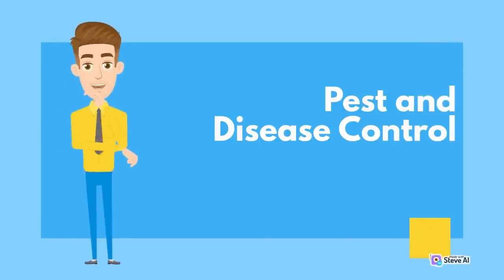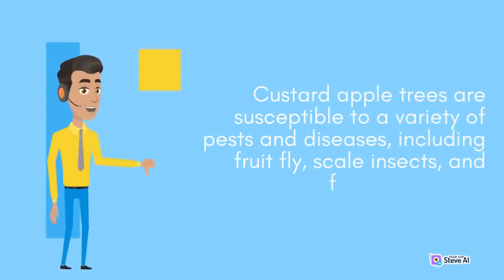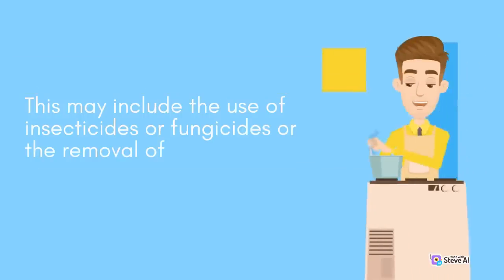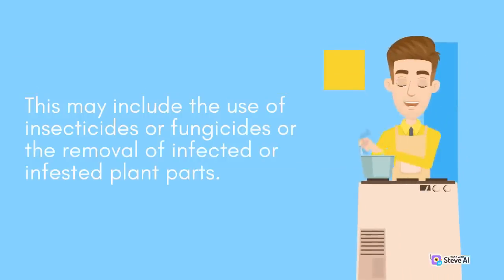Pest and disease control. Custard apple trees are susceptible to a variety of pests and diseases, including fruit fly, scale insects, and fungal diseases. It is essential to monitor the trees regularly for any signs of pests or diseases and take appropriate measures to control them. This may include the use of insecticides or fungicides or the removal of infected or infested plant parts.